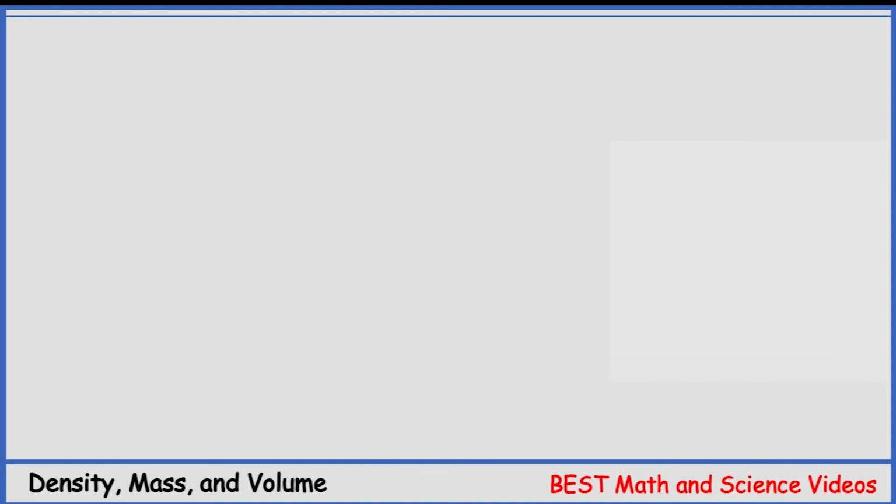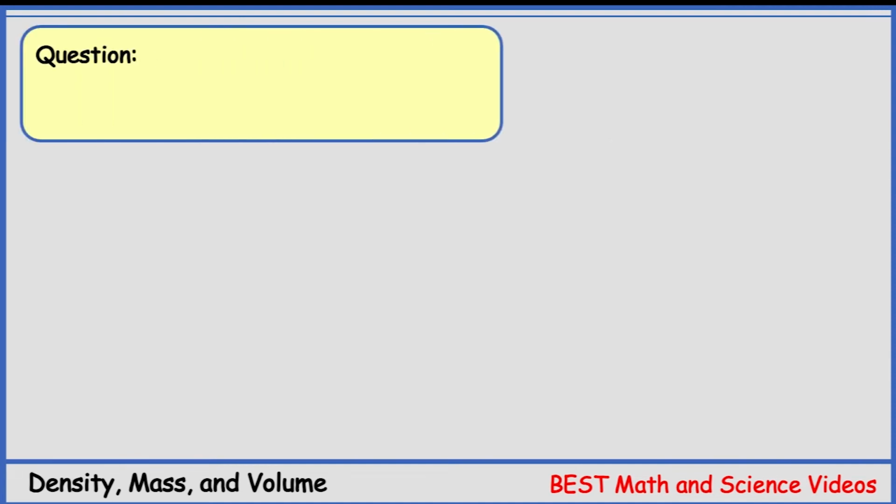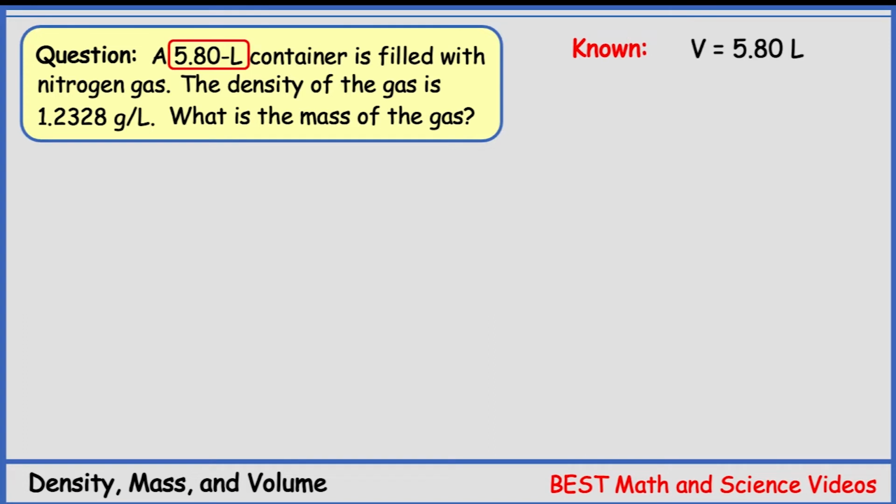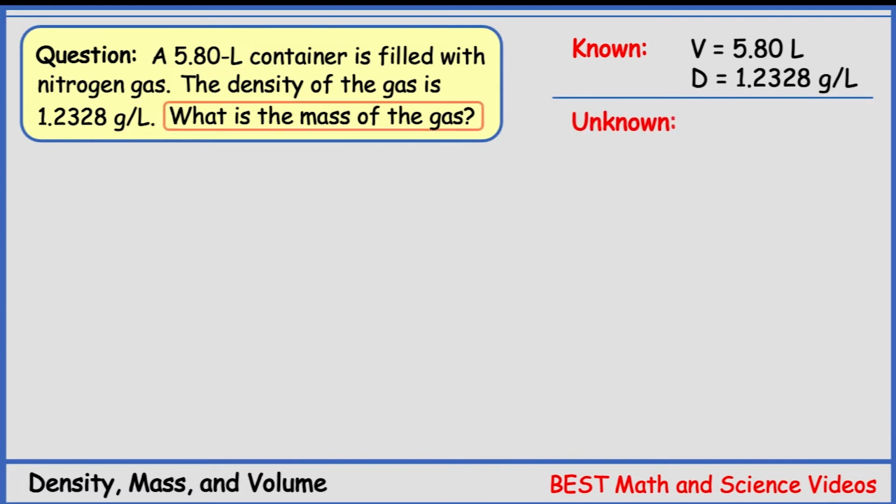Here's another question. A 5.80-liter container is filled with nitrogen gas. The density of the gas is 1.2328 grams per liter. What is the mass of the gas? We are told that the volume is 5.80 liters, and the density is 1.2328 grams per liter. We want to know the mass of the gas.